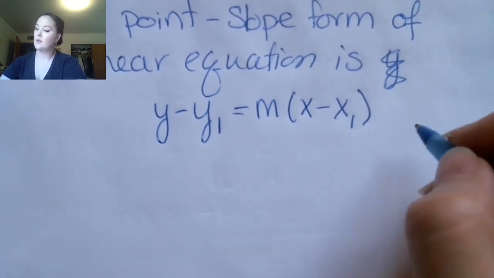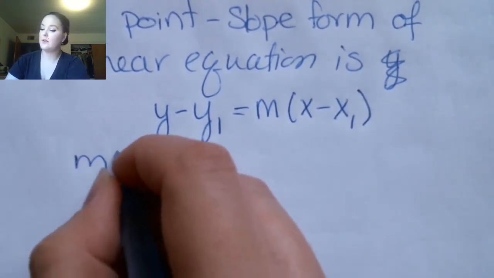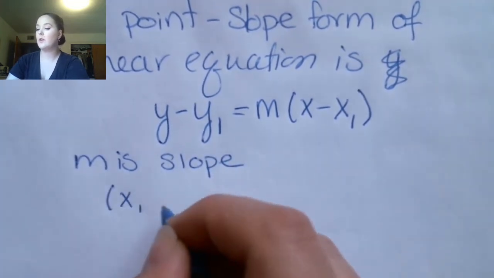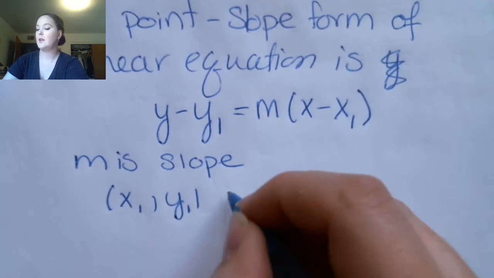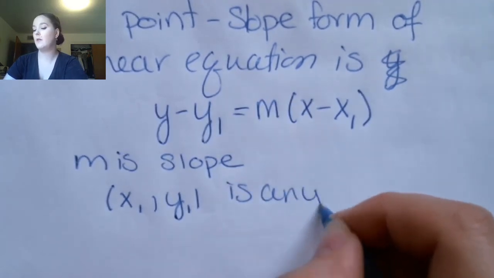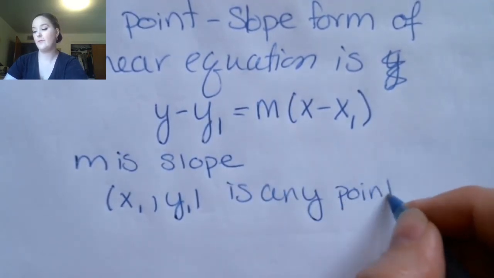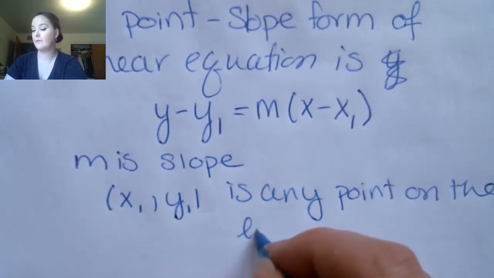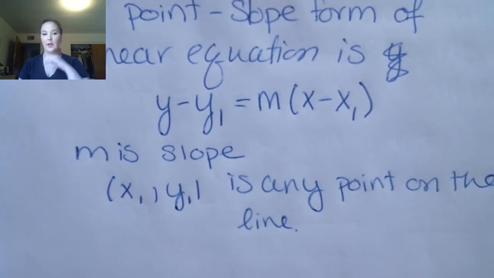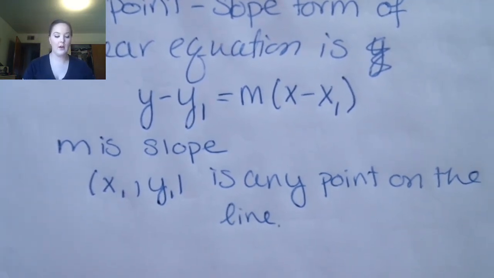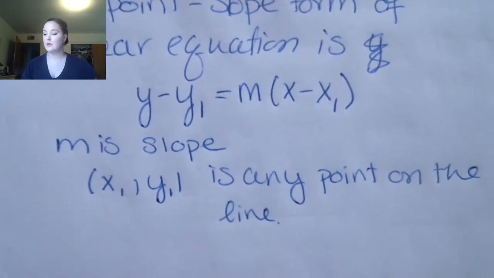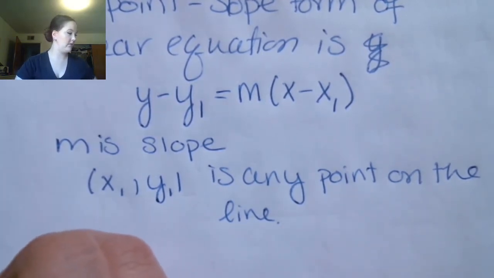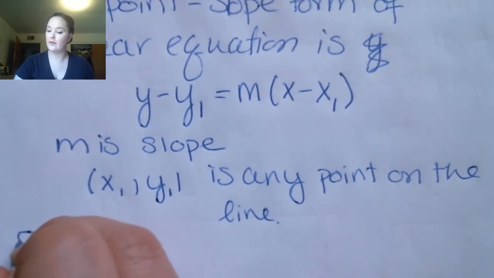Okay, so again, m is slope, and (x1, y1) is any point on the line. All right, so let's do some examples of using this. What example number am I on? 5.